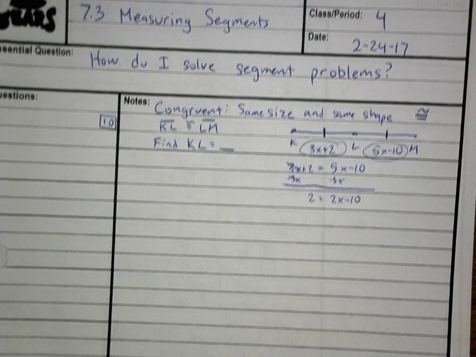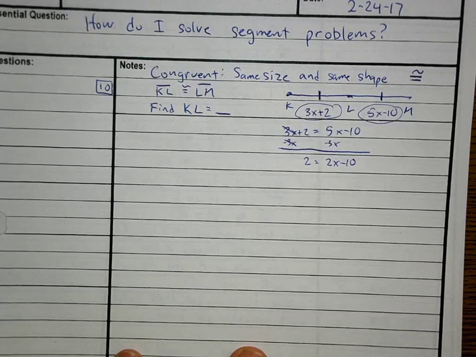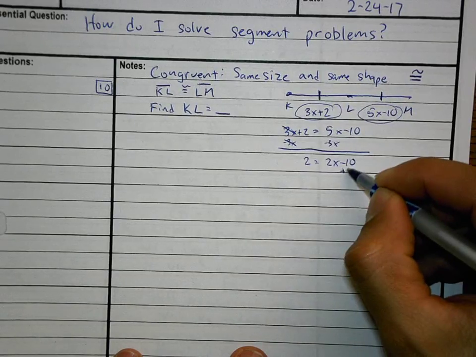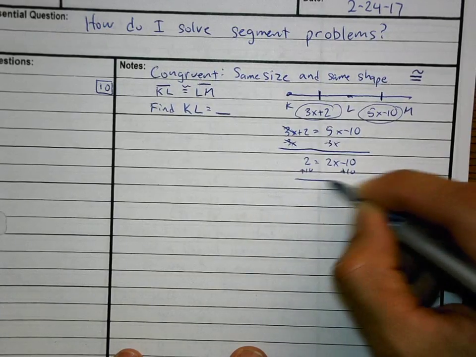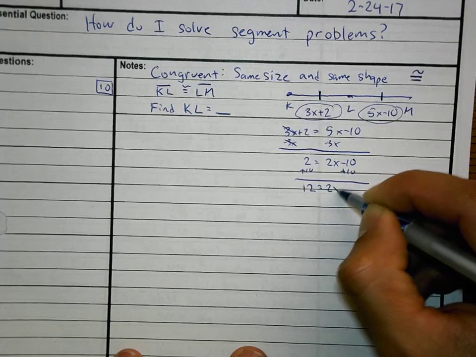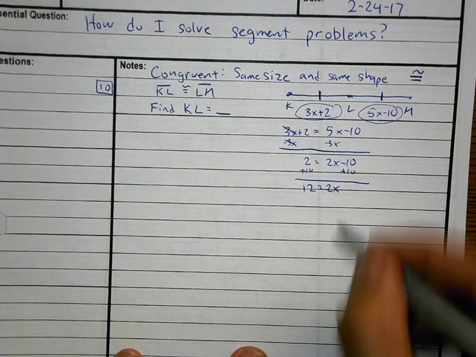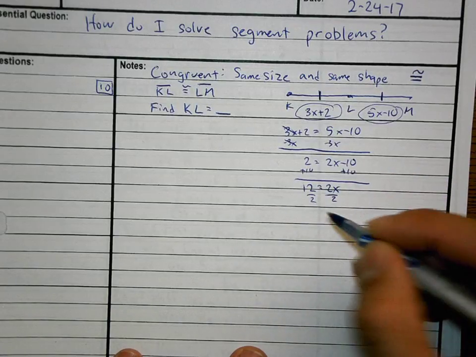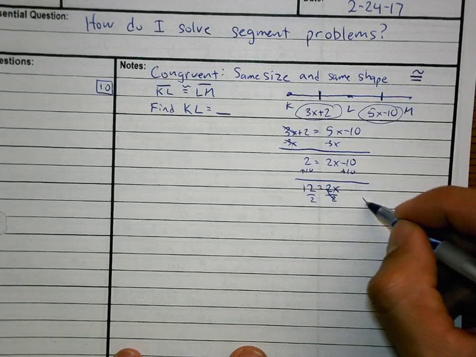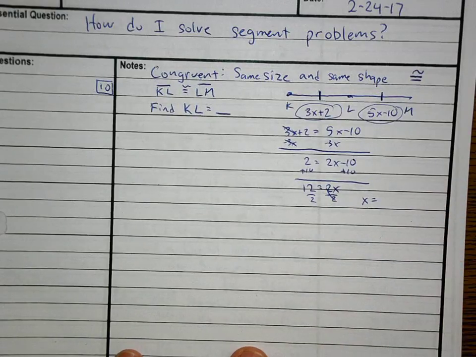I'm going to scroll this up a little bit. And then I would add 10. And get 12 equals 2x. If you need to get water, go ahead. So you know what x is going to equal, right? 6.